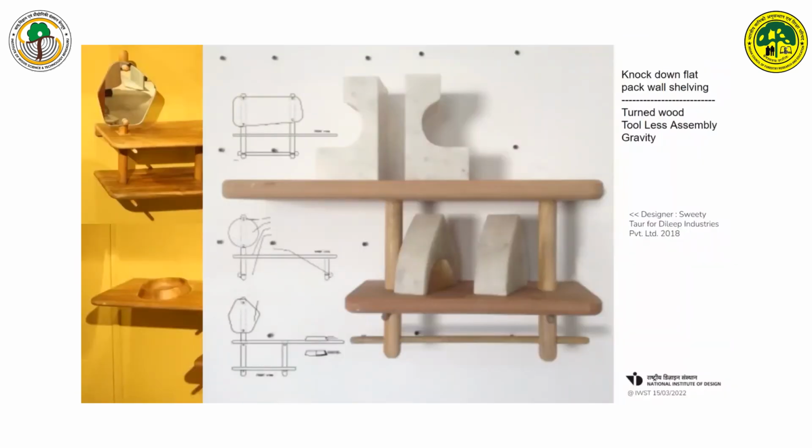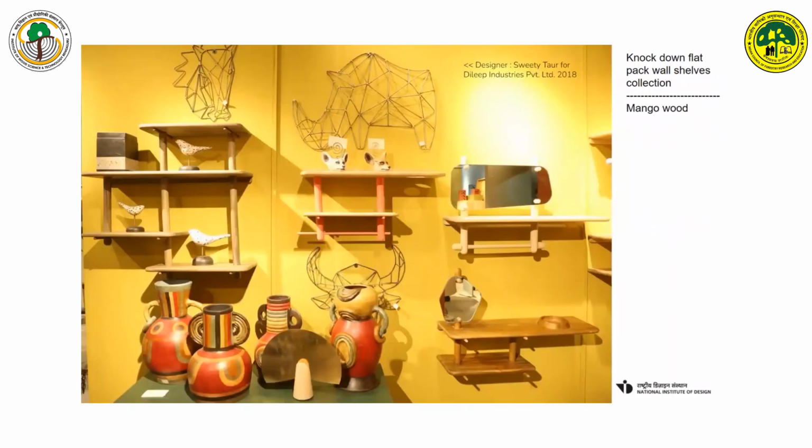This is a series of toolless assembly products. So, flat pack objects that you can assemble with your bare hands and no special tools needed. It's a series of shelves, all done in wood. It has small features like a mirror, like a little bowl. And also, next. So this is the entire family.